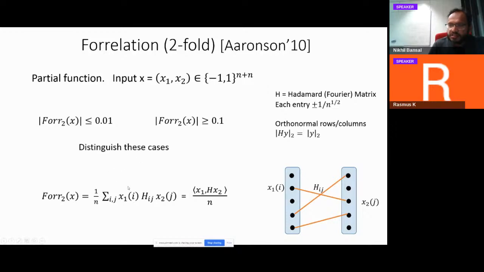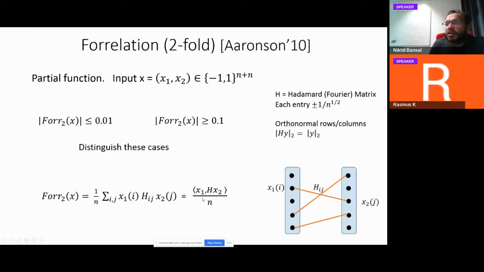Okay, and as we'll see, classically it will take root n queries. That's what we'll show. Okay, so let's define some notation. I'll call this problem, or like Aaronson and Ambainis call this problem, Fourier, or the twofold Fourier.